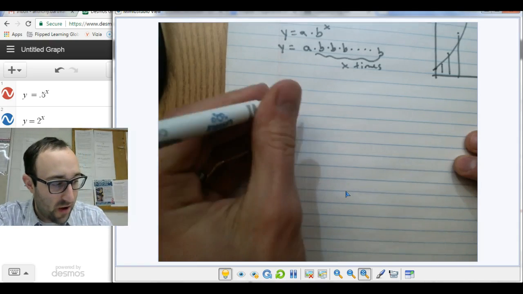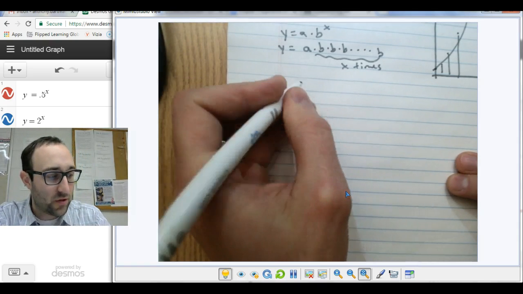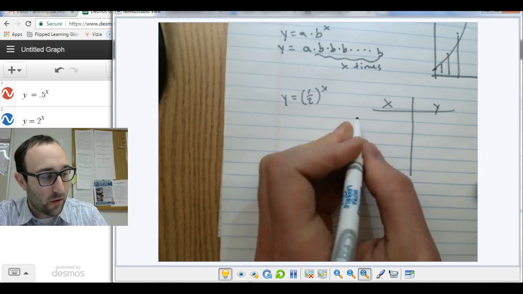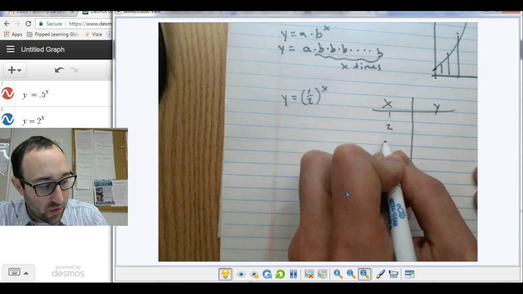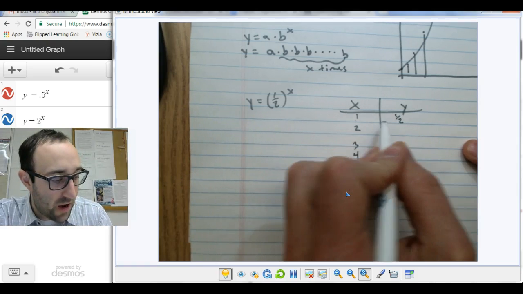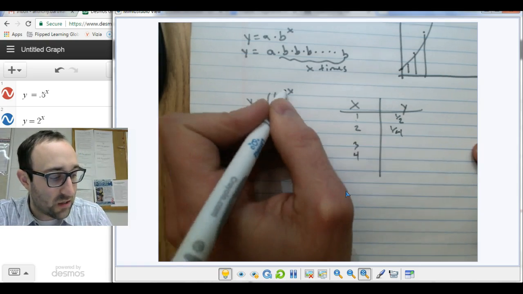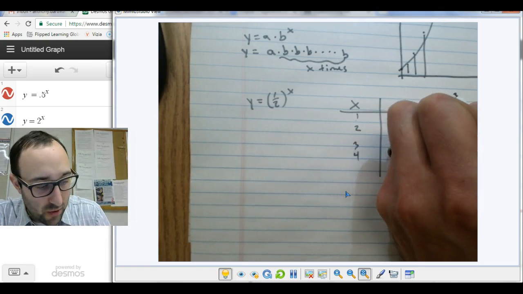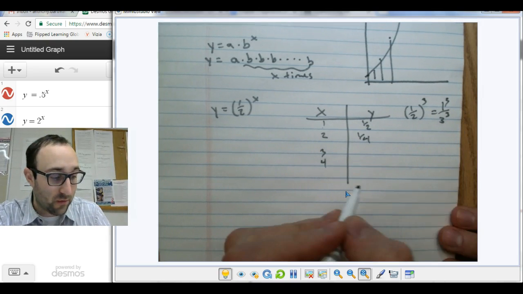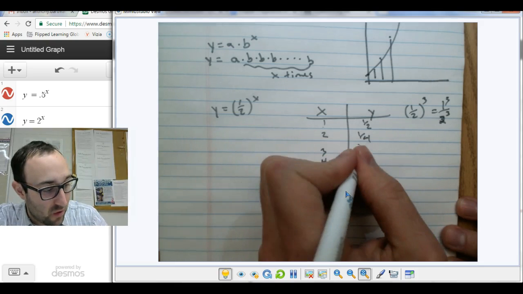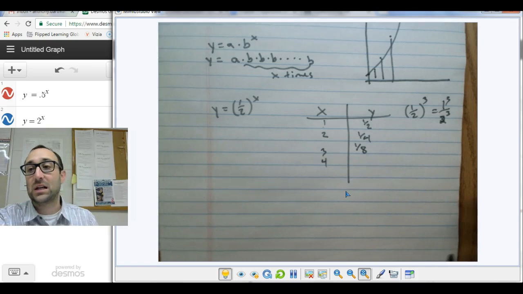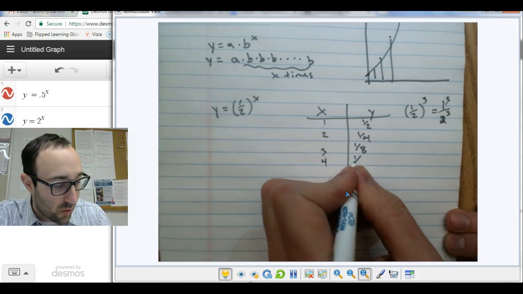Well, if you think about this, we have y equals 0.5, which is 1/2 to the x. So if we make a table of values, x and y, and x is 1, 2, 3, 4, let's just pick those. Okay, so 1/2 to the first power is 1/2. 1/2 squared is 1 over 4, right? 1/2 to the third power is 1 cubed over 2 cubed. 2 cubed is 8, so really this would be 1/8. Which means these numbers are getting smaller because the denominators are getting larger. The numerators are staying the same. So this would be 1 over 16.